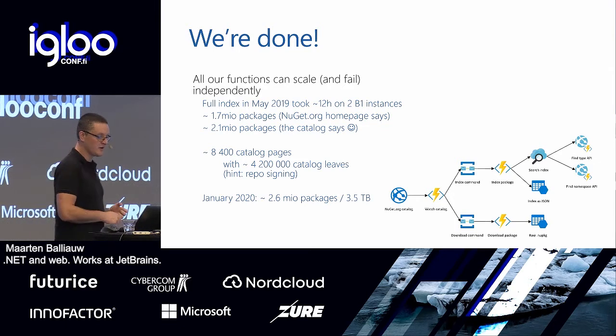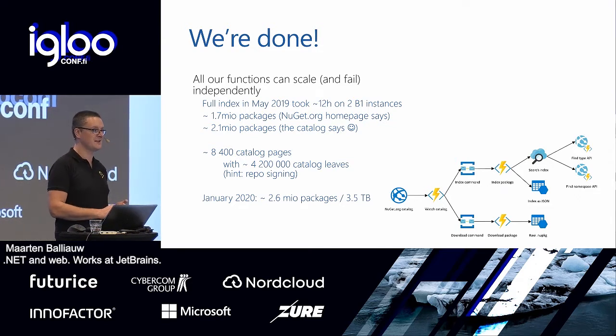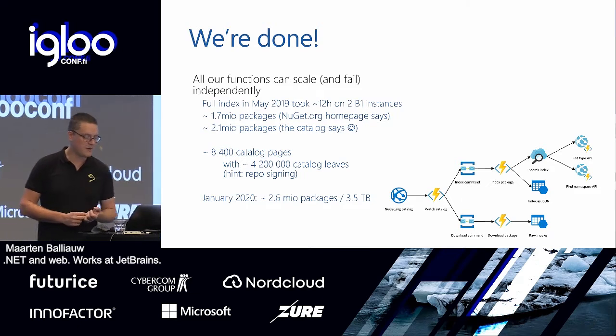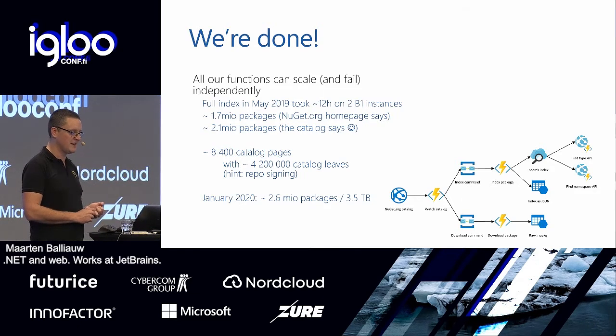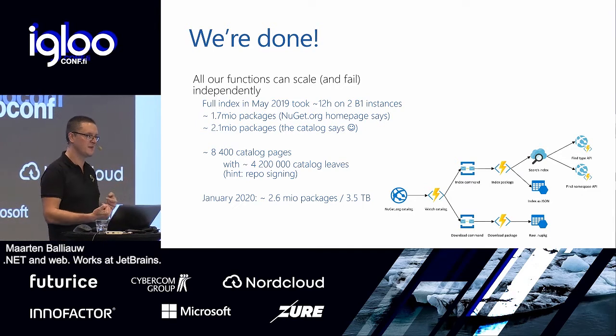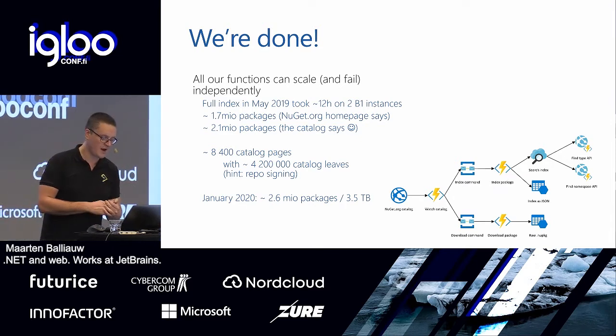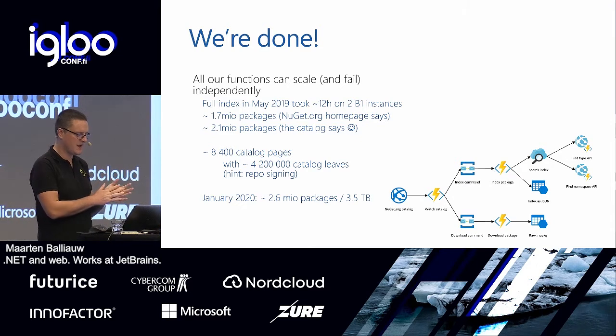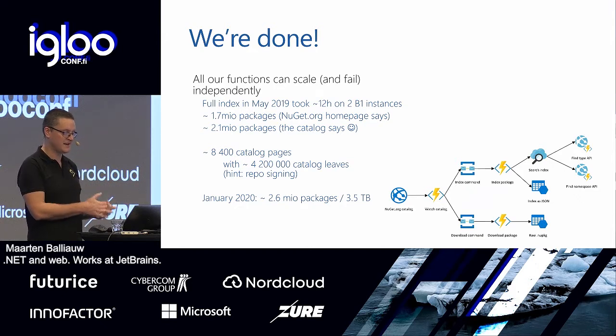We found that the NuGet.org homepage back in May last year was lying. They said 1.7 million NuGet packages available. There's actually 2.1 million available. We also found that there's 8,400 pages in the catalog with approximately 4.2 million catalog leaves, which makes sense if you think about it. 2.1 million packages in the index. They did the package signing at some point, which means every package is added again, so exactly double the amount of catalog leaves that are in there. I checked the index last week, I think. I found right now there's 2.6 million packages and roughly 3.5 terabytes of data in NuGet.org. If you want a copy, I can download it for you.